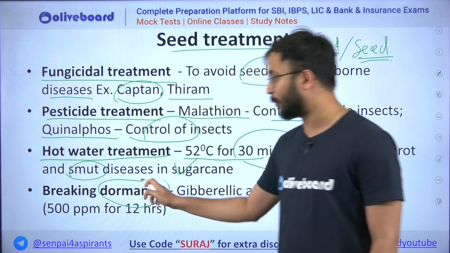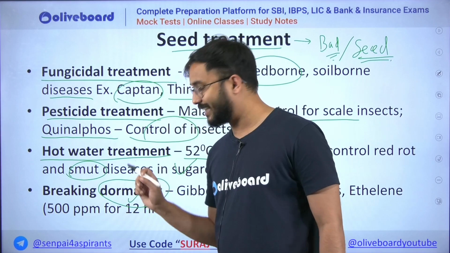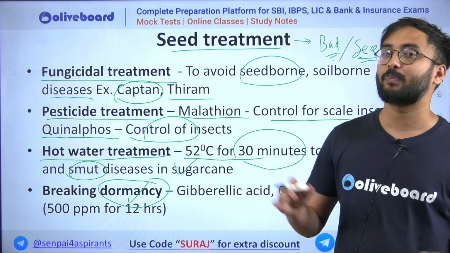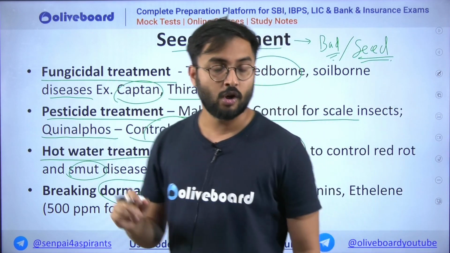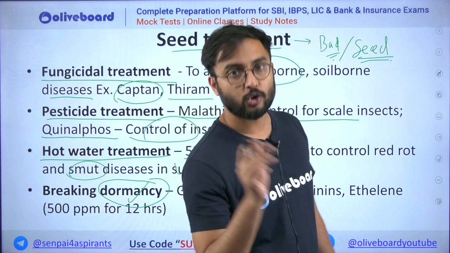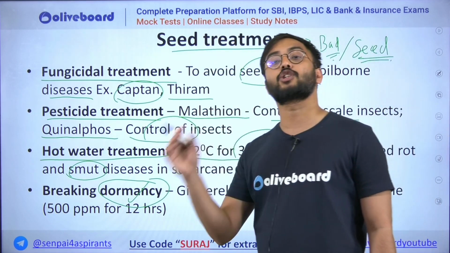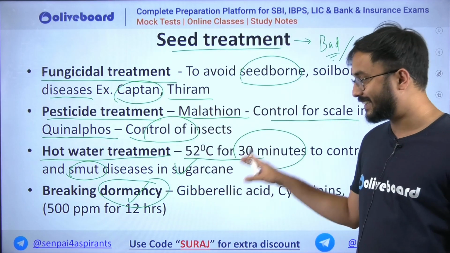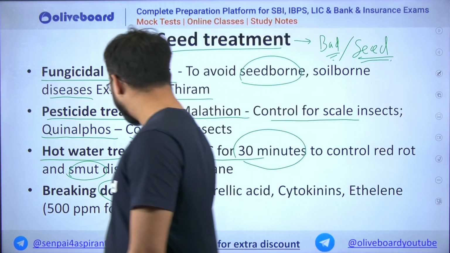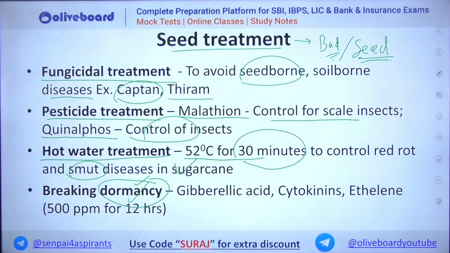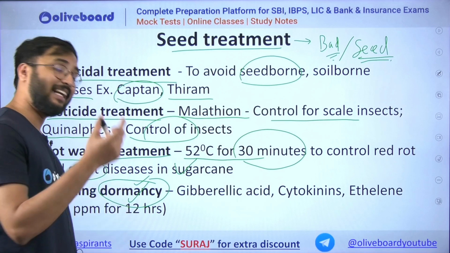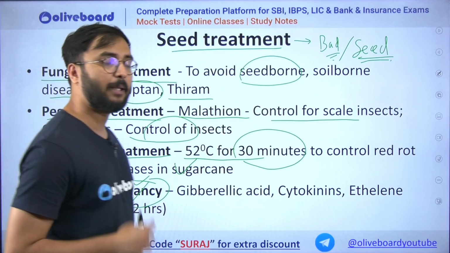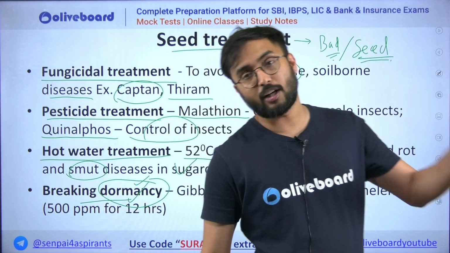And then there is breaking of dormancy. Dormancy is nothing but a temporary stage of suspension of growth in seeds, plants, and even in animals. For example, in animals, what is hibernation? Hibernation is also a temporary suspension of growth and all the physical and metabolic activities. In a similar way, in seeds, dormancy is also a temporary suspension of growth and all the physical and biochemical processes in that particular seed. Dormancy happens because of multiple factors like external climate and internal hormones.